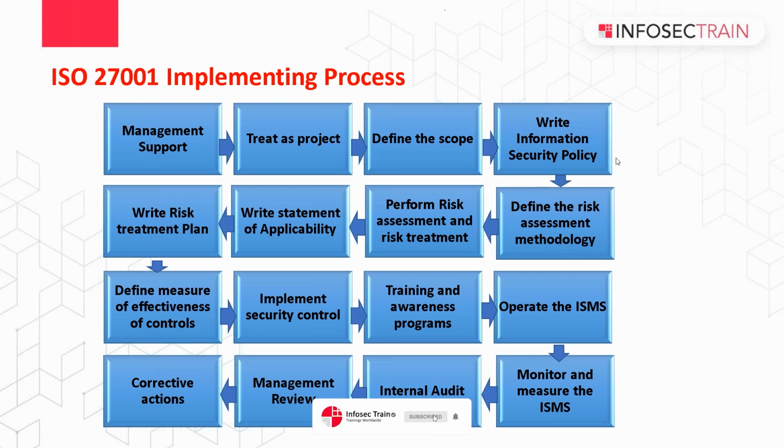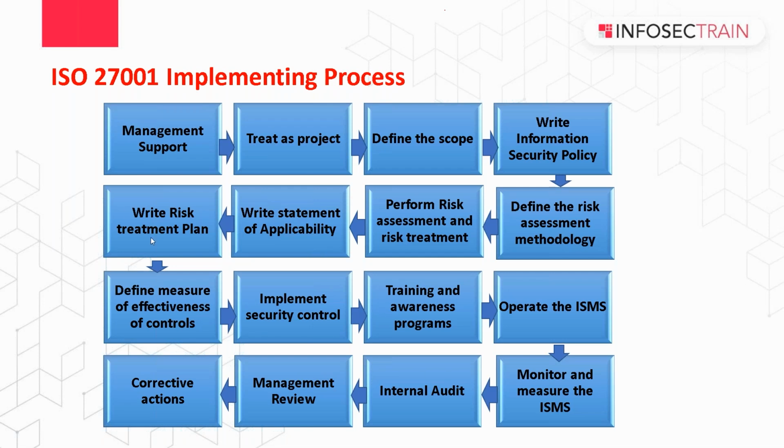Once the information security policy has been written, we define the risk assessment methodology: what type of risk assessment methodology we are going to select, and which type of assessment we are going to go with. Once that has been selected, we perform risk assessment and risk treatment as well. Once the assessment has been done and the weaknesses identified, based on that we write a statement of applicability, which controls need to be added or which controls need to be omitted. Then we write a risk treatment plan as well: if there is a risk now or in future to those assets, how we are going to treat it.